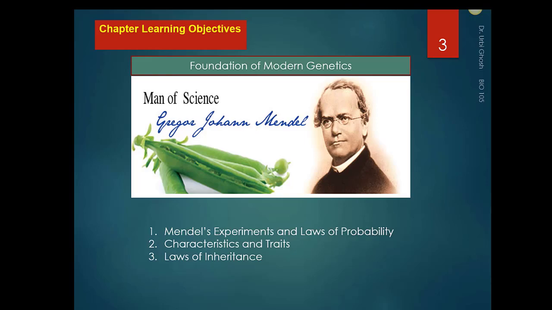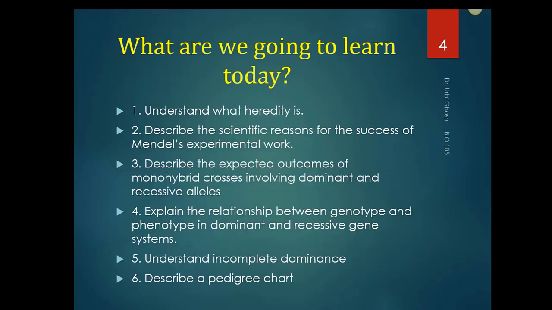The three main learning objectives of this lesson are to understand Mendel's experiments and the laws of probability that govern the characteristics and traits from one generation to another, and how they're passed down through the laws of inheritance that Mendel was able to figure out.